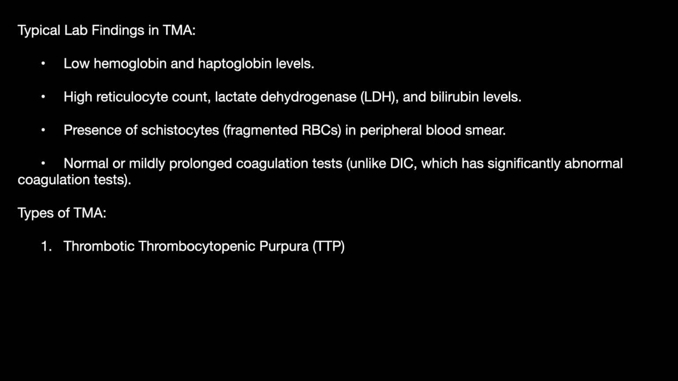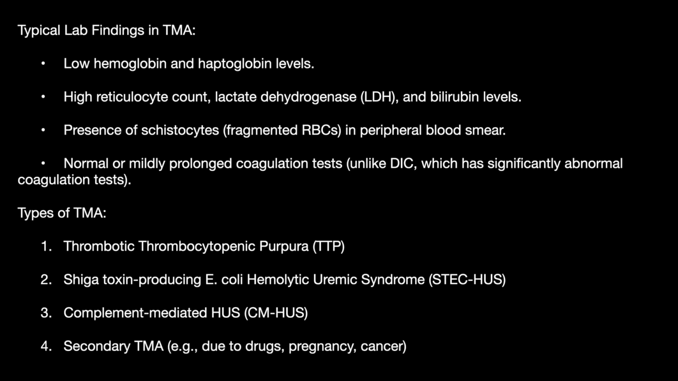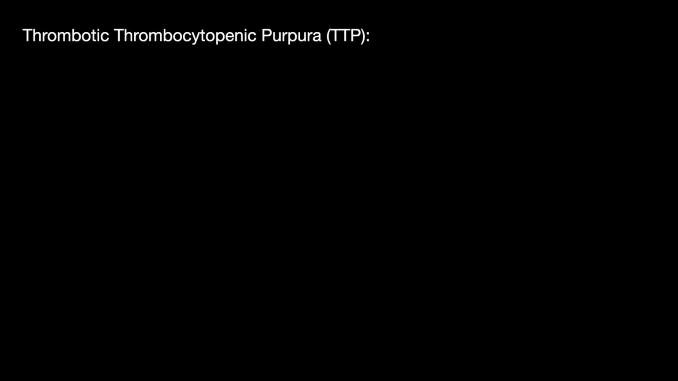There are various types, as we have already discussed. It is thrombotic thrombocytopenic purpura, then you have the hemolytic uremic syndrome mainly because of the Shiga toxin, and next you have the complement mediated HUS, and finally you have secondary TMA, that is, a microangiopathy which is secondary to a drug, pregnancy or even a cancer.